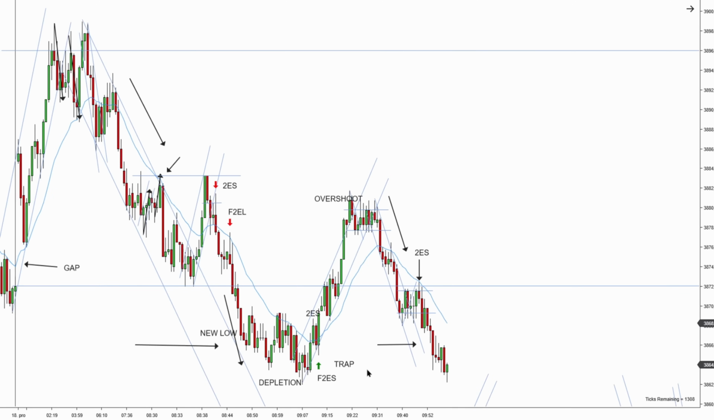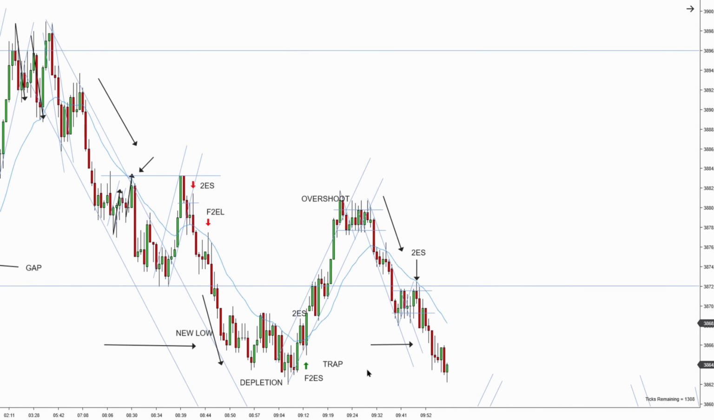Notice what happened. I'm just going to zoom back. Take a look at the structure. From this point on, something is different. The downtrend has a break, new low. We have a bullish push.